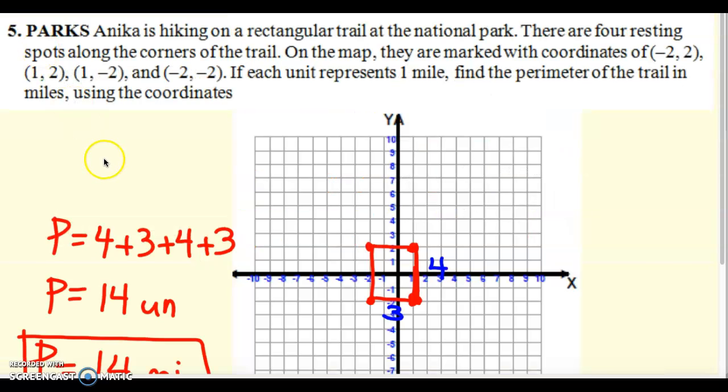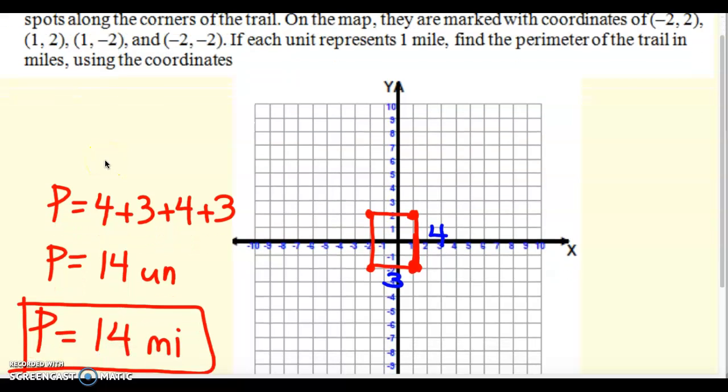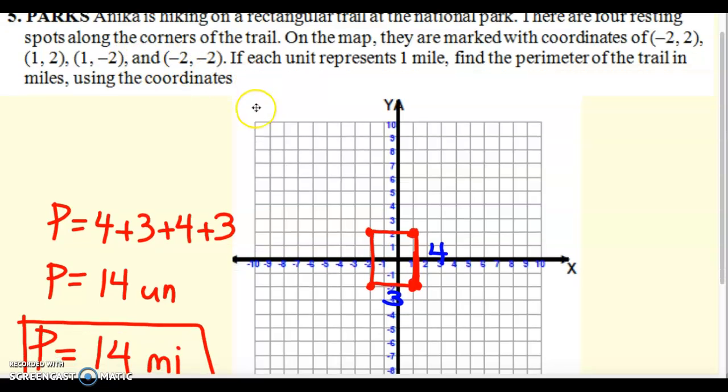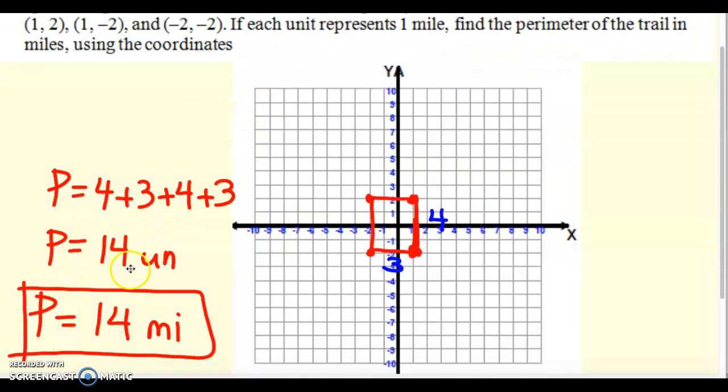Okay, moving along, number 5, it asked you to find the perimeter, so I graphed it. I plotted the points that it gave me. I graphed it, and I got 14 units. The last sentence said if each unit represents 1 mile, find the perimeter in miles. So 14 units would translate to 14 miles. Please turn the page.